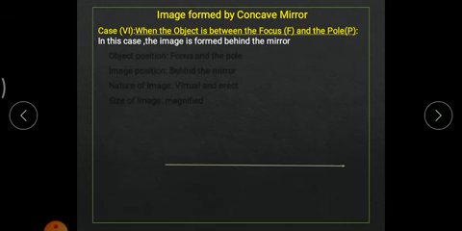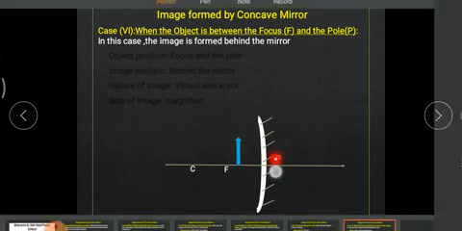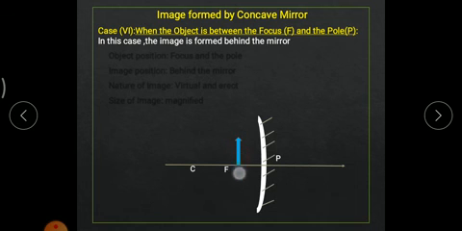Now, the last case, that is when the object is placed between the focus and the pole. Again this is a concave mirror, with the principal axis, pole, focus, and center of curvature. As you can see over here, the object is placed between pole and focus, in this range. This blue one is an arrow, which is the object.